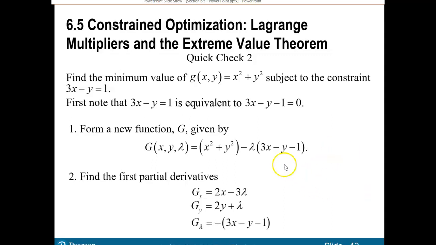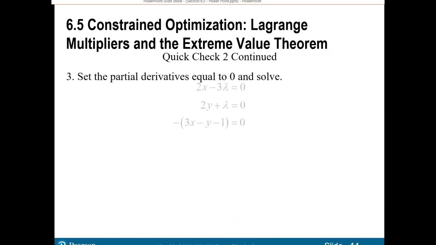And then with respect to lambda, again, I would probably distribute my negative lambda through here before I wrote these down. It would just be easier to see it. All right, set those to 0. So those were my partials.